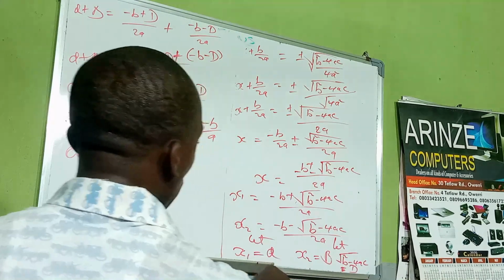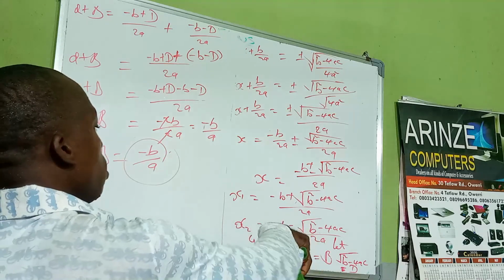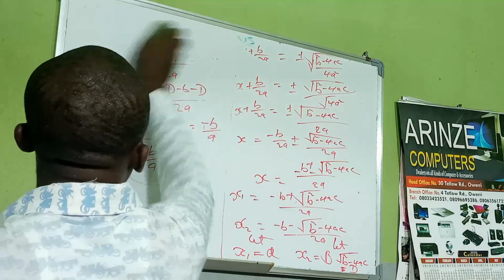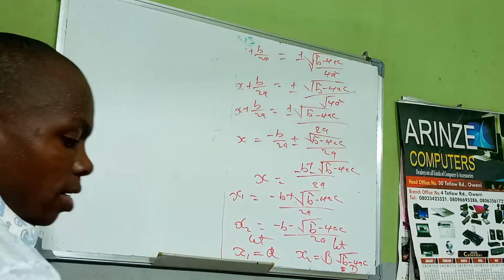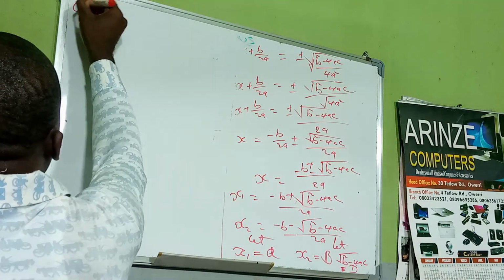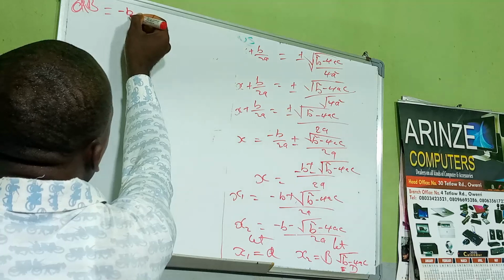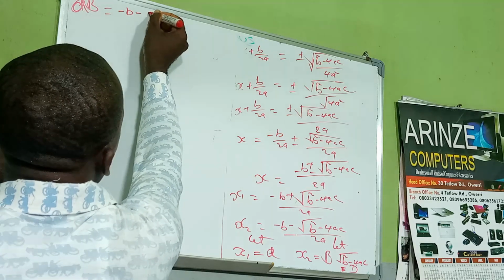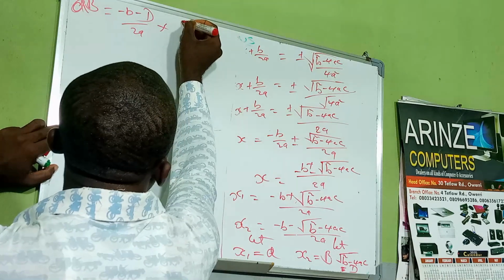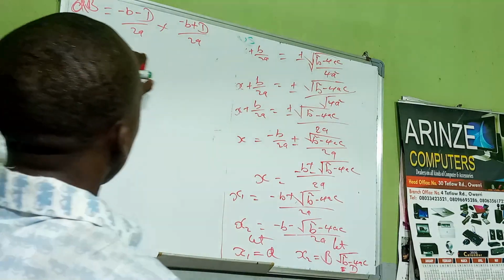So from here, we'll still have that x1 is this and x2 is this. x1 is the alpha and x2 is beta. So we continue with alpha times beta, right? So we have alpha beta. Let's prove it. So we have this as minus b minus d over 2a times minus b plus d over 2a. So they say we should multiply.